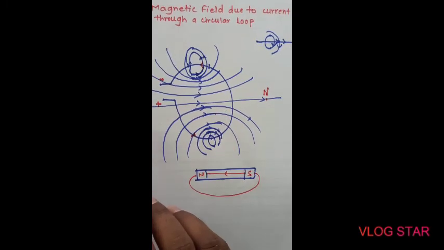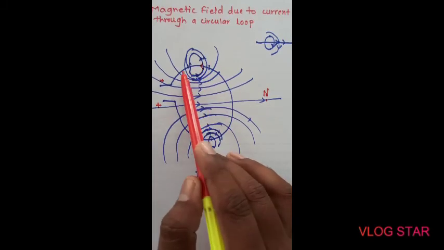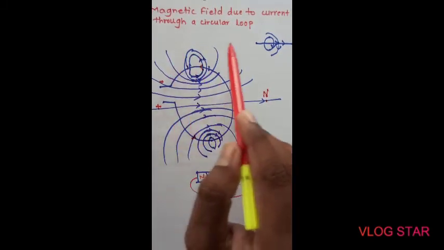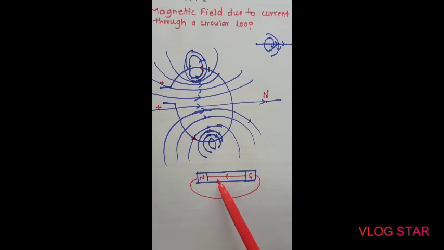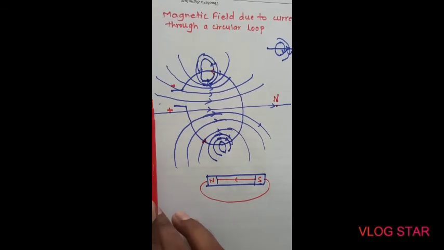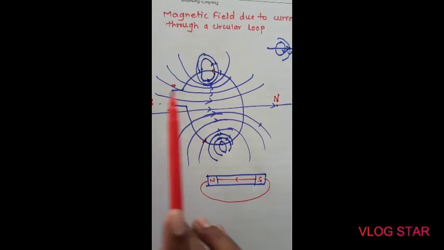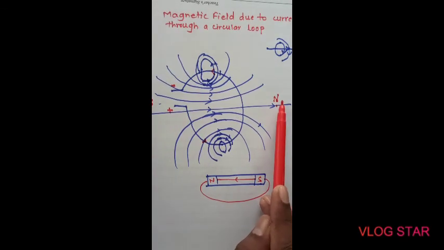In the next video, we will discuss what will happen if instead of one loop there are n number of loops, whether it works like a bar magnet or not. But right now, at present, one end of the loop is a south and the other end is a north.